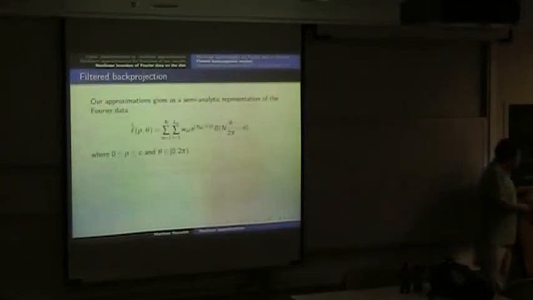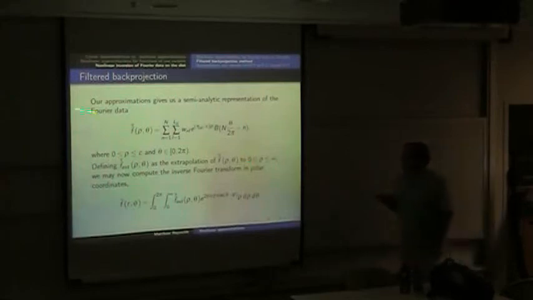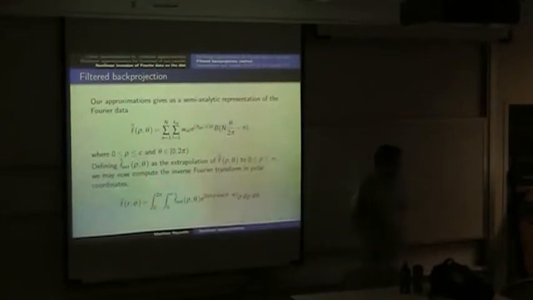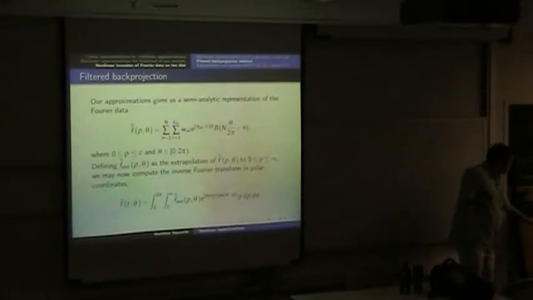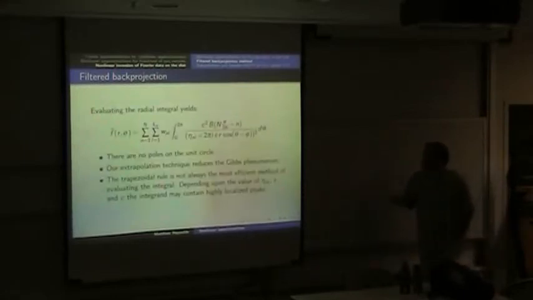Okay, so the filtered back projection method. This is the approximation that we build up once we have the B-splines and the decaying exponentials, and this is the inverse Fourier integral that we want to do. In this method, since these are exponentials and this goes off to infinity, we can evaluate this integral analytically.